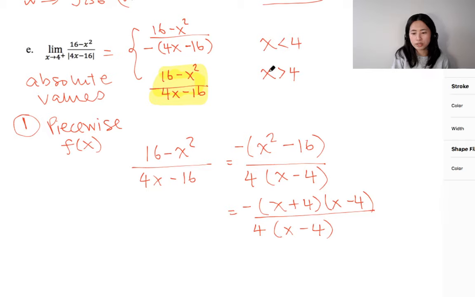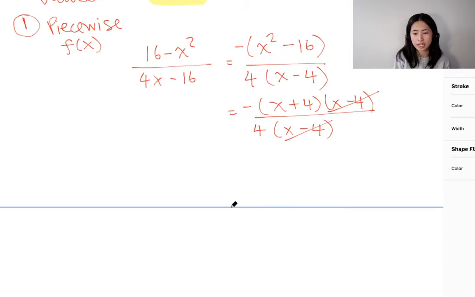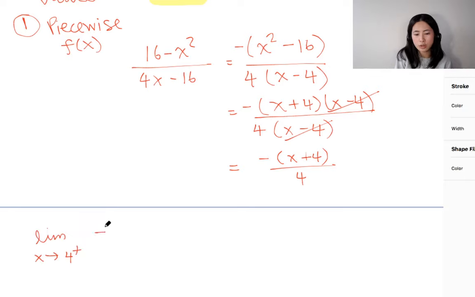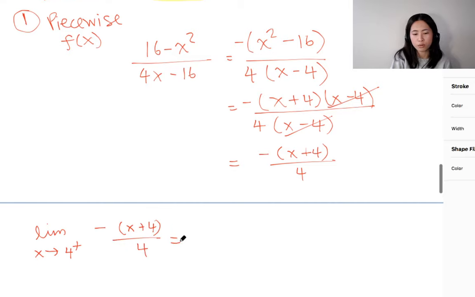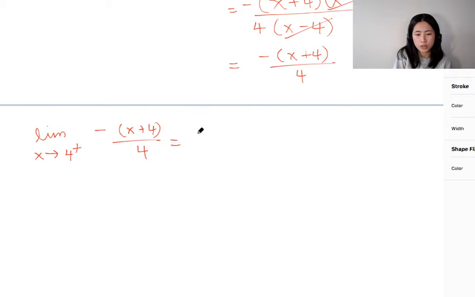So now we see that this is negative x plus 4 over 4, right? And then all we have to do is plug in 4, right? Direct substitution after. So we're going to look at the limit as x approaches 4 from the right-hand side, and then you have negative x plus 4 over 4, right? So plugging in 4, direct substitution, you're going to get negative 4 plus 4 over 4, right? So this is negative 8 divided by 4, which is going to give us negative 2.